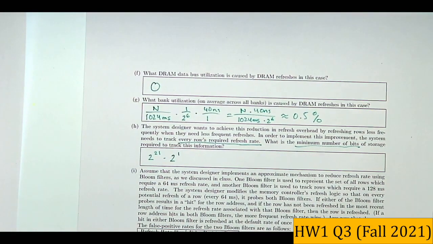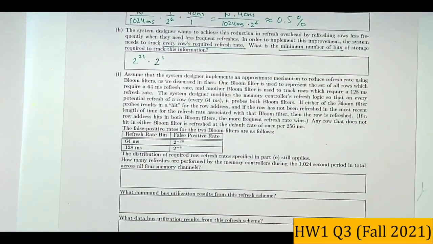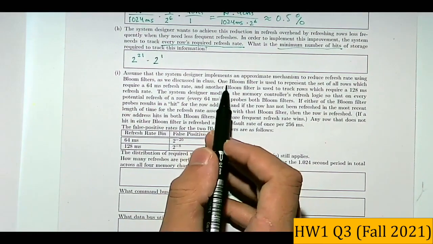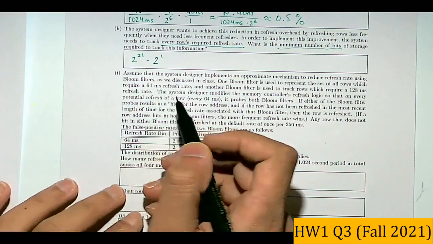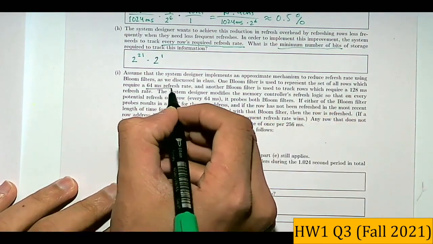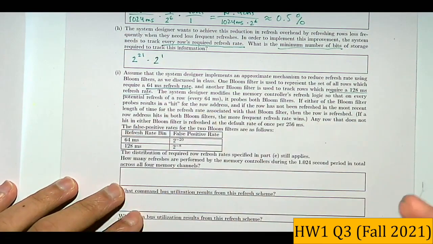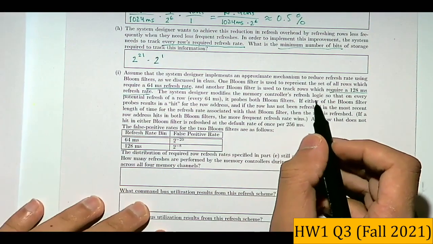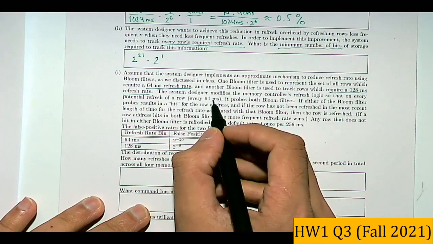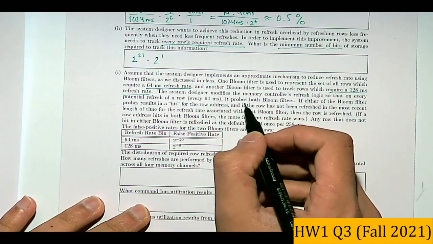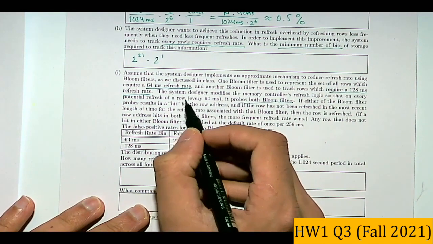Okay, fair. So then part I. This question asks to assume that the system designer now implements an approximate mechanism to reduce the refresh rate with bloom filters. One bloom filter represents all rows with 64 milliseconds, another one for all rows which require 128 milliseconds. We modify the memory controller's refresh logic. On every potential refresh of a row, say every 64 milliseconds, it probes both bloom filters, right? Both are probed for every potential refresh of a row.